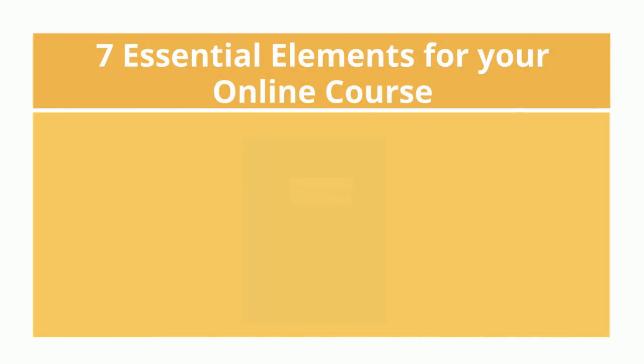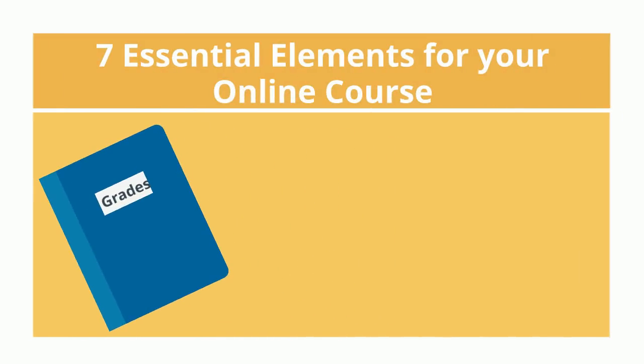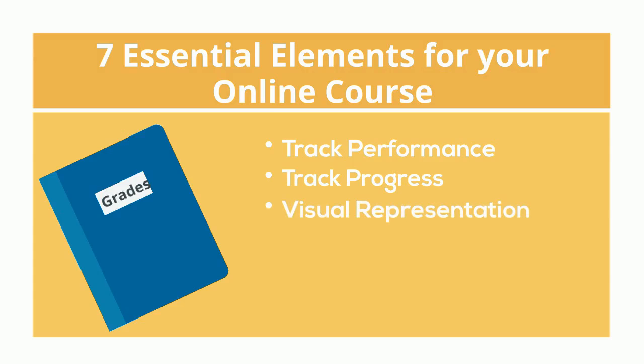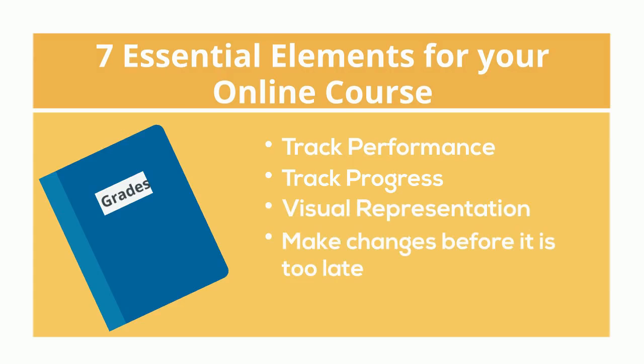Number 6. A gradebook. The gradebook allows your students to track how they are doing in the course and see how much further they have to go. Since it presents as a list in D2L, it's a visual representation of their progress. Moreover, it allows them to see how they are doing so they can make changes if needed before it's too late.